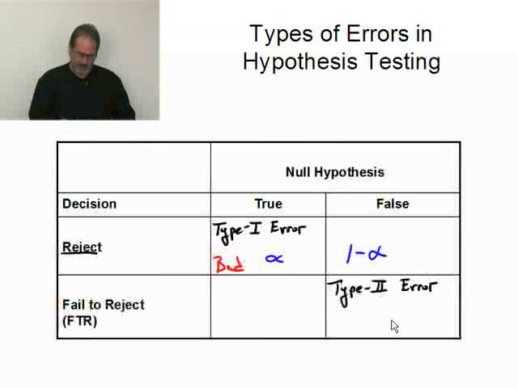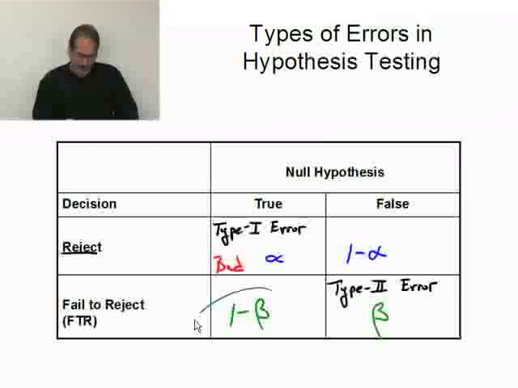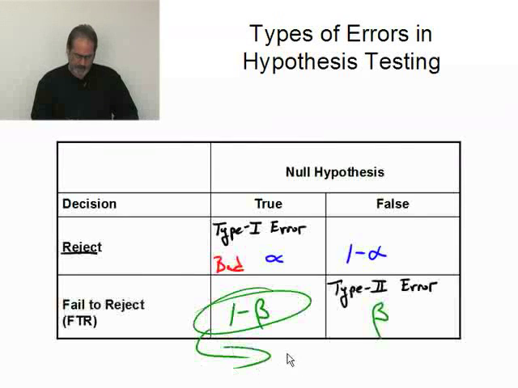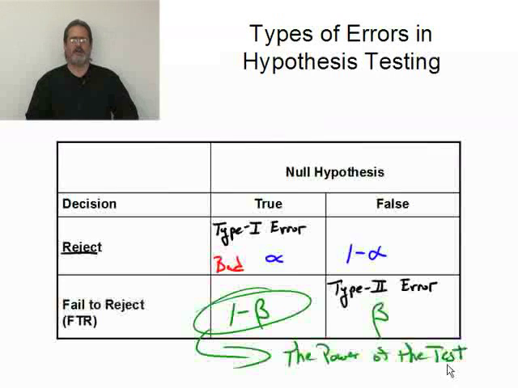And this probability we designate with the Greek letter beta. That means if you fail to reject a true null hypothesis, which is a good thing, if the null hypothesis is actually true, you don't want to reject it. That probability is 1 minus beta. Now this 1 minus beta is commonly referred to as the power of the test. It's commonly thought of as a probability of doing the right thing.